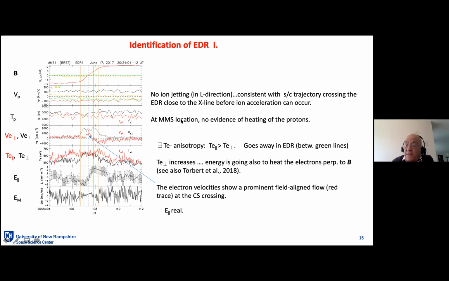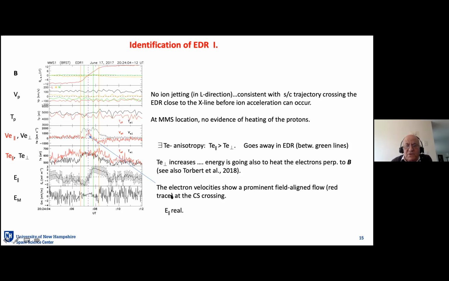And then at the MMS location, though, there is no evidence of heating of the protons either, this part here. Then in the temperature panel, you will see there is a temperature anisotropy, with the parallel temperature, the red one, being bigger than the perpendicular temperature. However, this anisotropy, interestingly enough, disappears in the EDR. It is indeed one signature of the EDR, because the electrons are no longer tied to the field and they are scattering in that region.